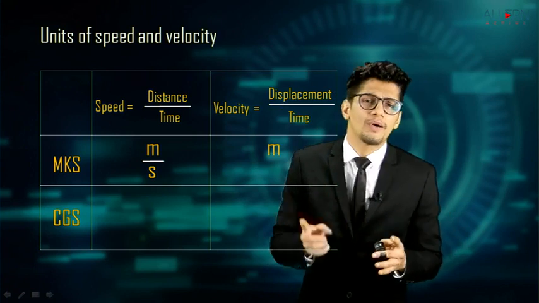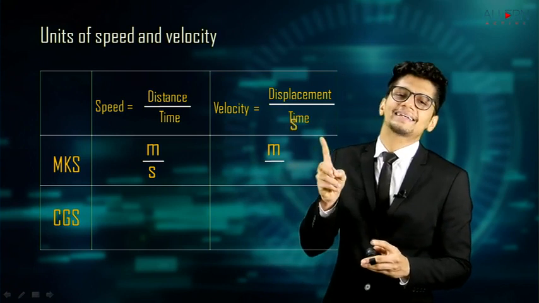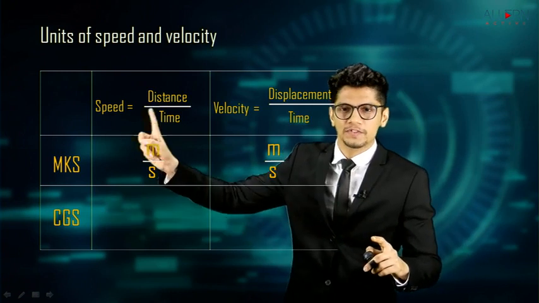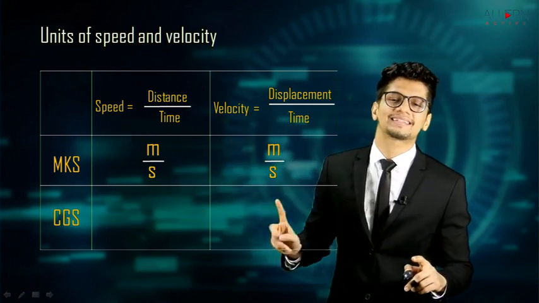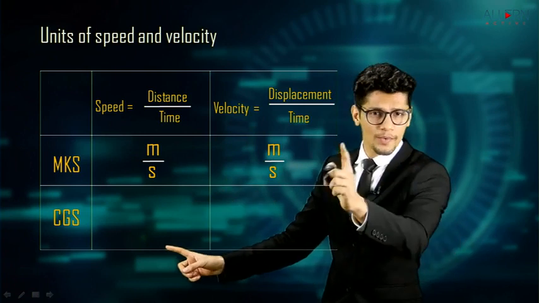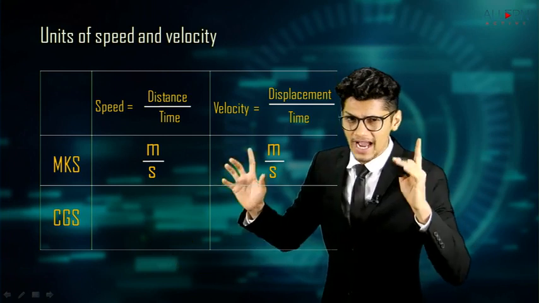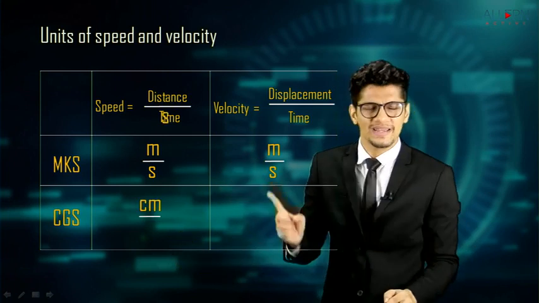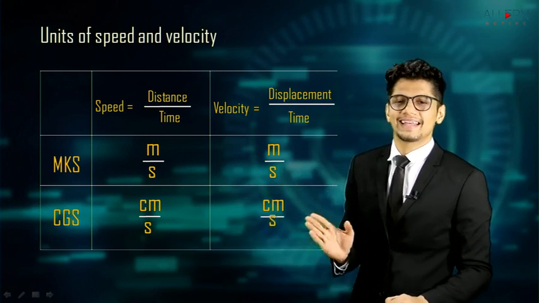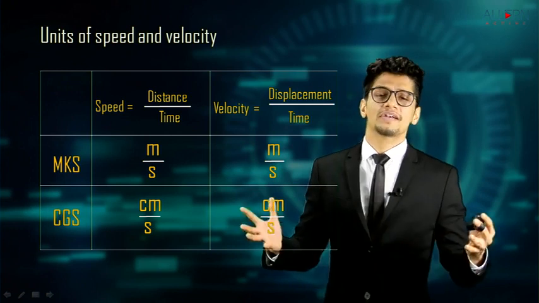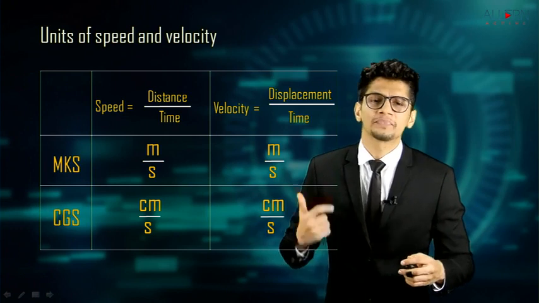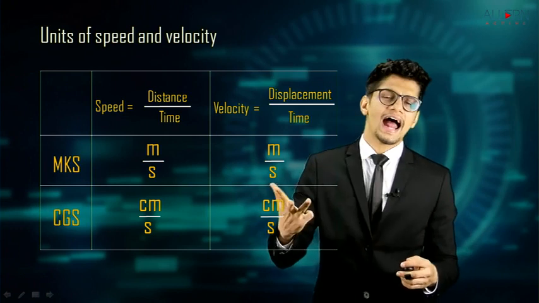Similarly, when we talk about displacement it is also meters and time is seconds. That means if you see properly, the MKS unit of speed and velocity is nothing but the same, that is meters per second. Now guess what should be the CGS unit for both of them? Done? I think you are absolutely correct, and the answer should be centimeter per second for speed as well as for velocity, that is centimeters per second. So what we have understood in this module is nothing but four physical quantities, that is distance, displacement, speed and velocity.